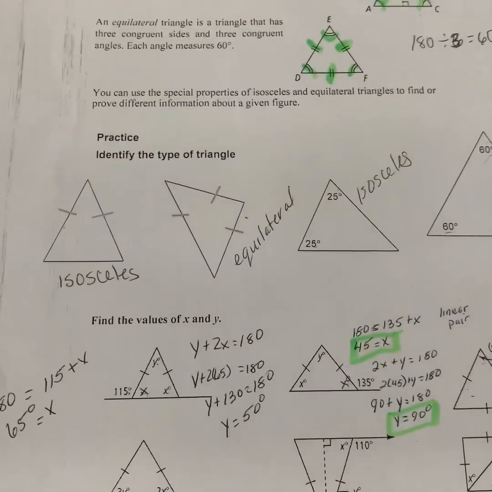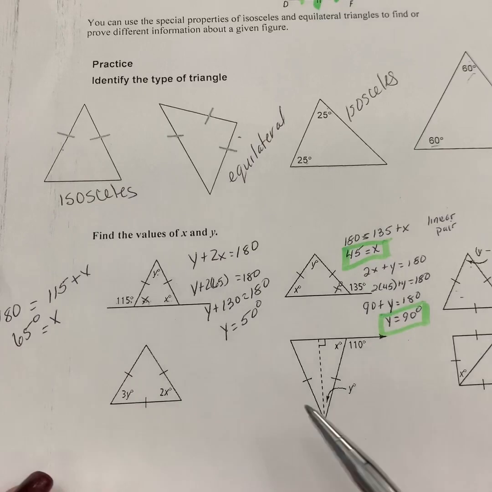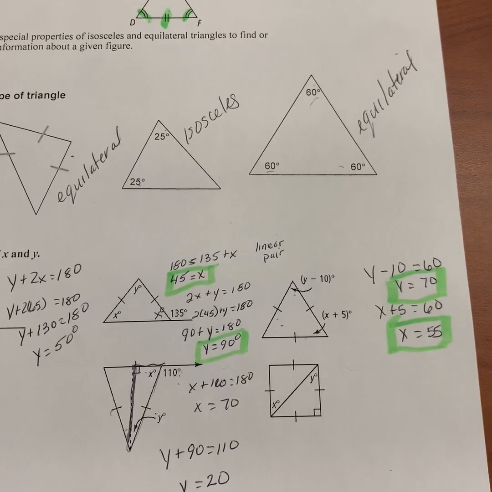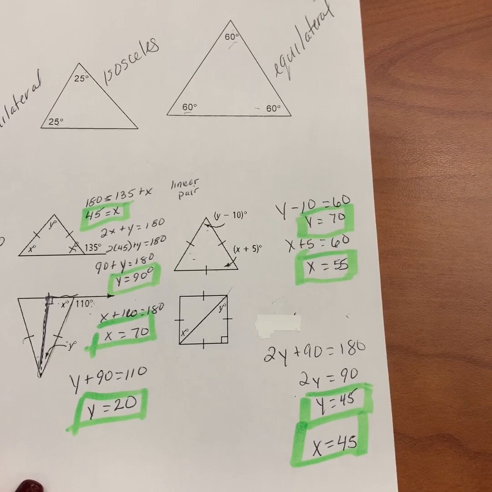Alrighty, looking at this next problem over here. I have an equilateral triangle. You give it a try. Tell me how much they're going to come out to be. Did you get that both x and y were 45? I hope so. This is all we're working on.